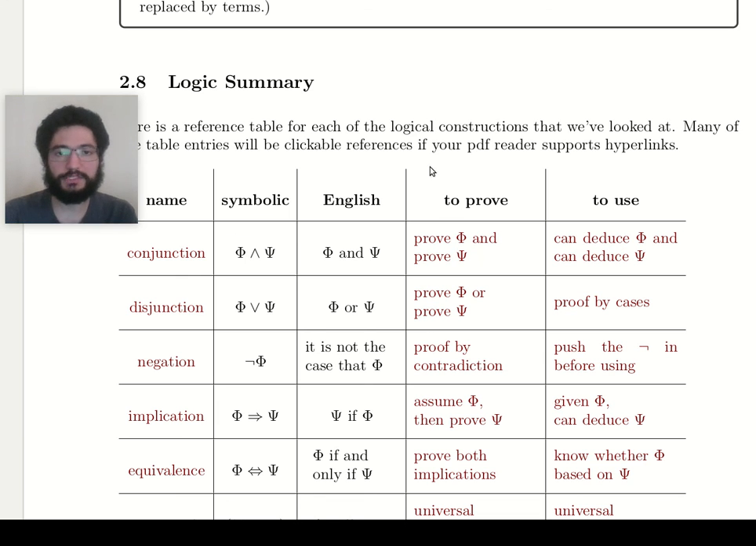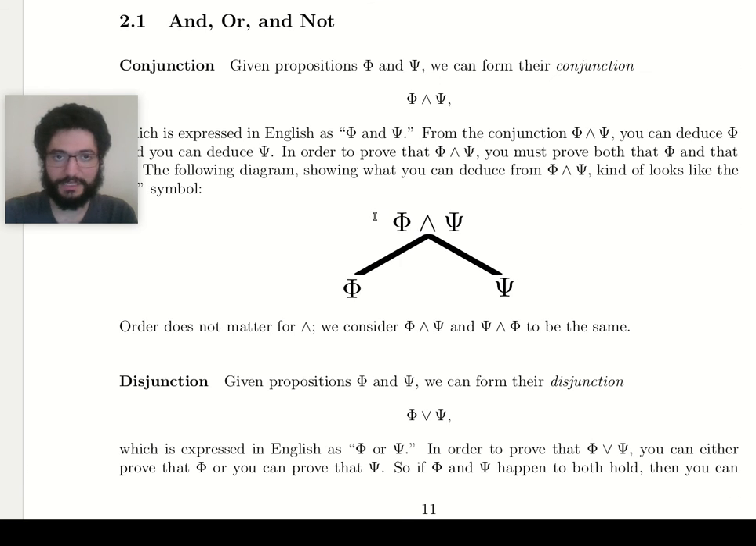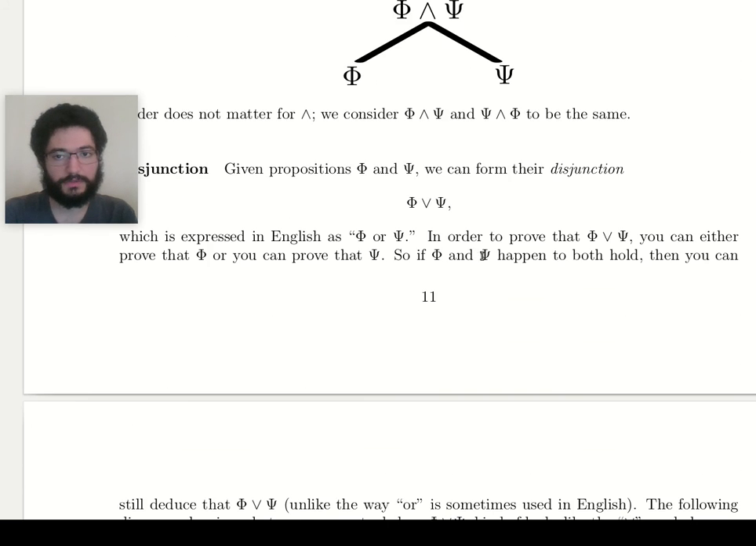Now, I suggest you download these notes so that you can use a PDF reader that supports hyperlinks, or maybe the one in your web browser does, because then these become clickable. So if I'm wondering, if I need to prove that phi and psi are both true, and I'm wondering, well, how do I do that? Then I can click on this and it'll take me to the portion of the notes where this is described.